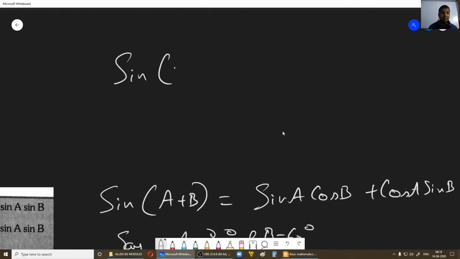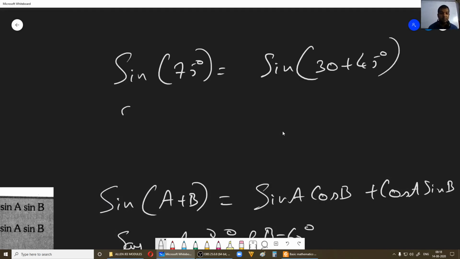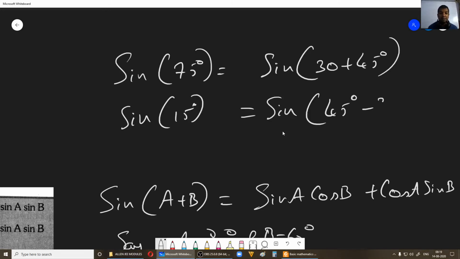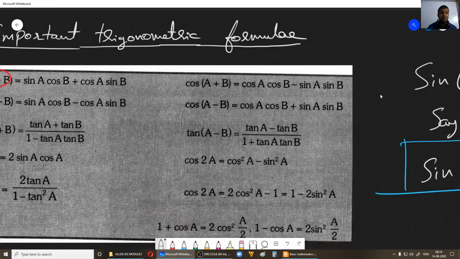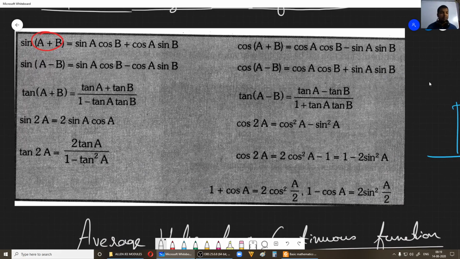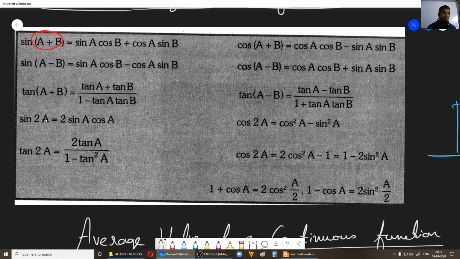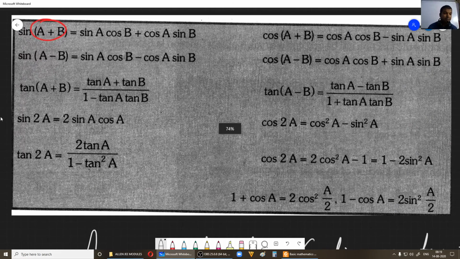You can take these problems as homework. Sine 75 degrees, you can write as sine of 30 plus 45. Sine 15 degrees, you can write as sine of 45 degrees minus 30 degrees. The same thing you can do for cos also. For cos and tan also we have the relations. Then sine 2a we will be using.